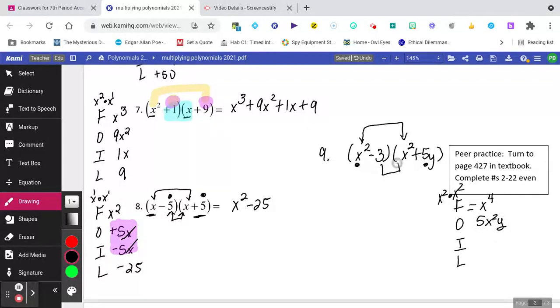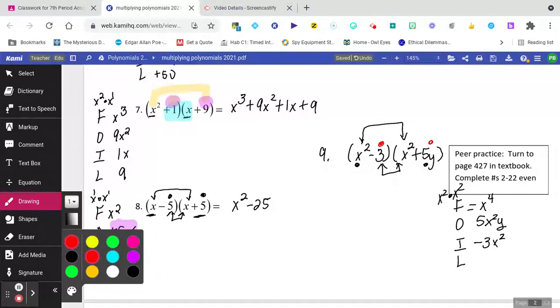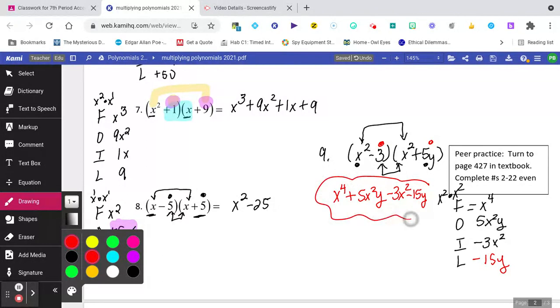What's on the inside? Negative 3x squared. And what's last in each set? Last here is negative 3. Last here is 5y. That's negative 15y. There are no like terms, so this is x to the fourth plus 5x squared y minus 3x squared minus 15y. And that's all you do. I'm going to put one more up.